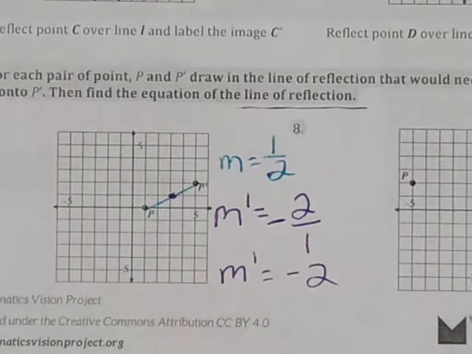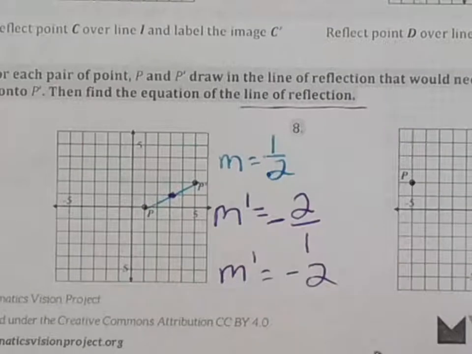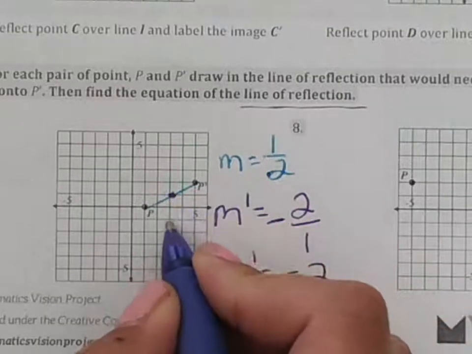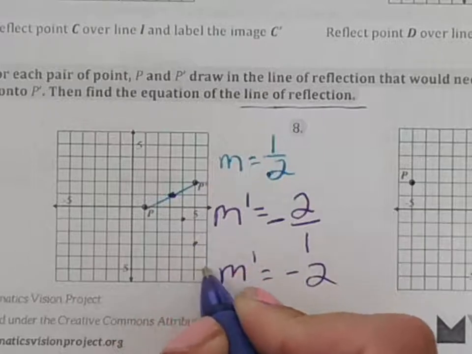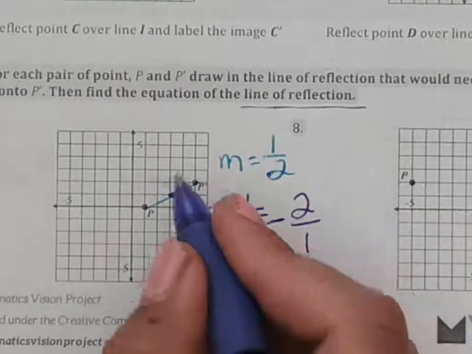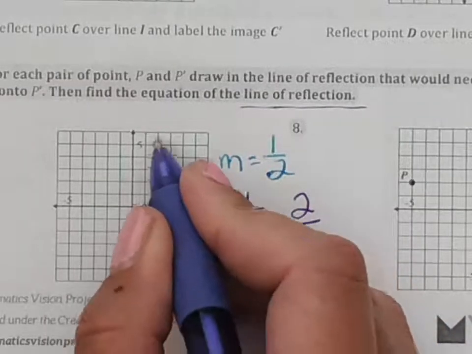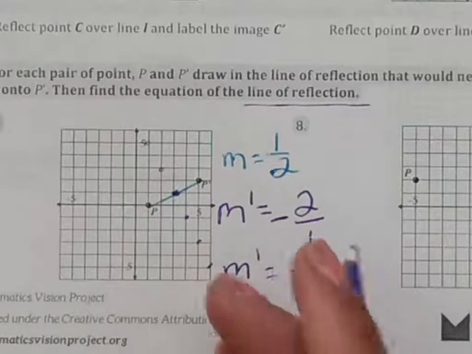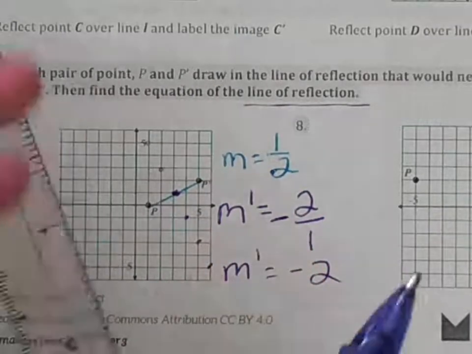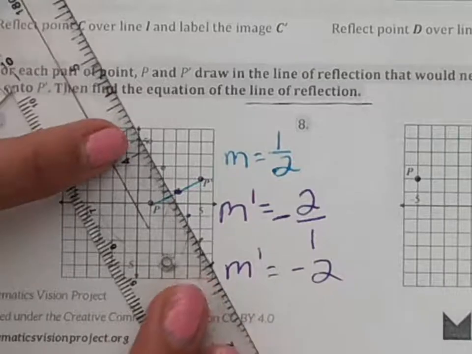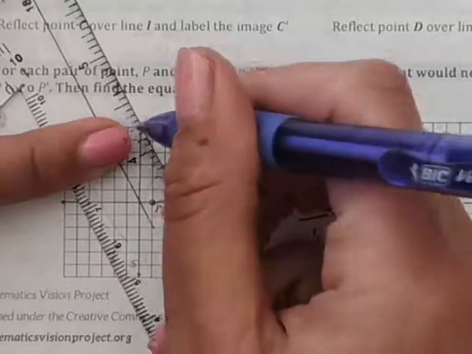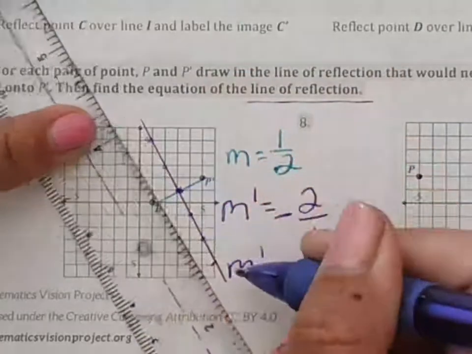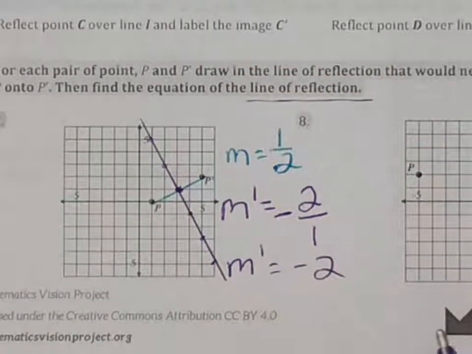Then I'm going to use my slope. So my slope is -2 over 1, so down 2, over 1, down 2, over 1. You can go the other way, do the opposite, up 2, left 1, up 2, left 1. Okay. I'm going to draw in my line. Somewhat straight. There we go.